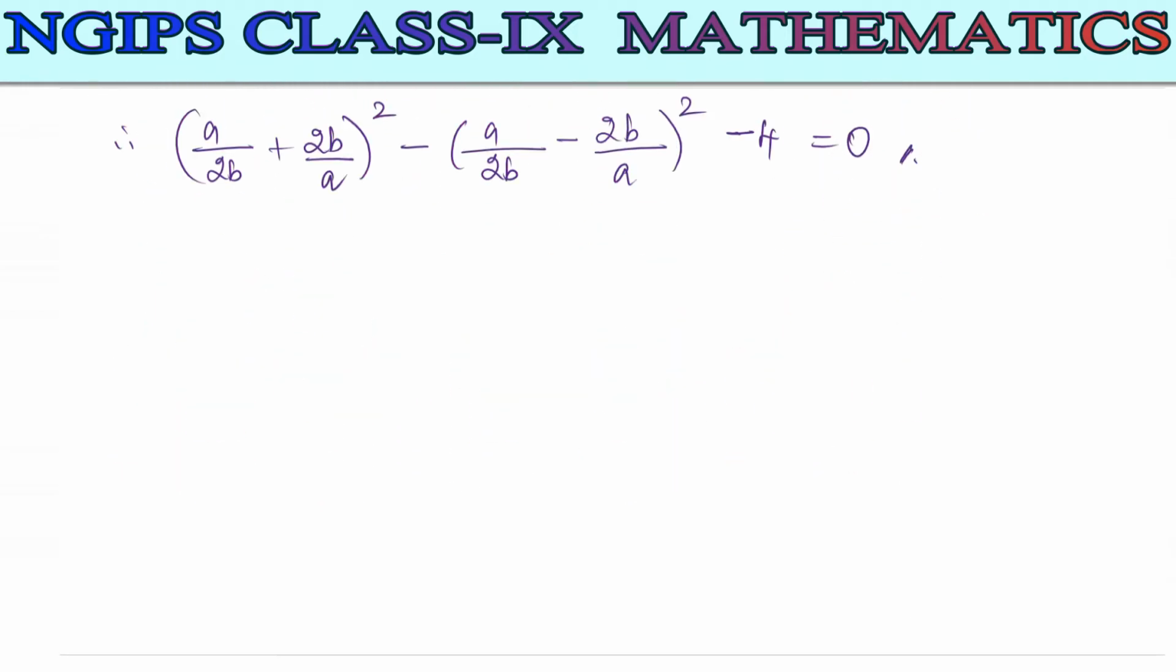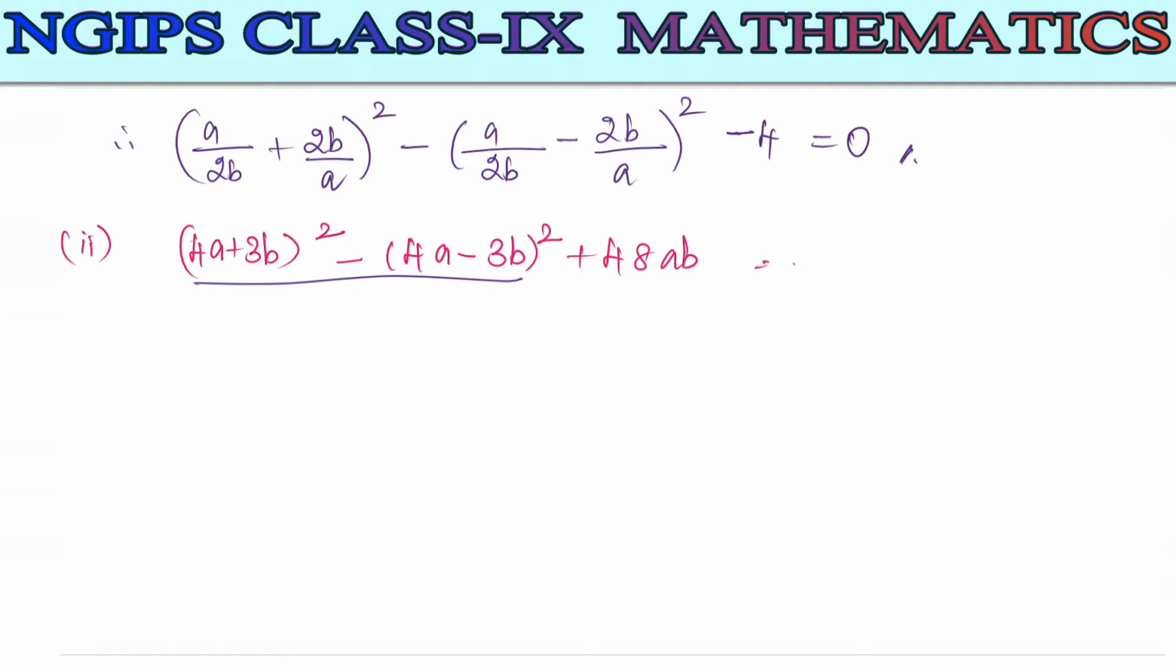Okay, the second one, here we have 4a plus 3b whole square minus 4a minus 3b whole square plus 48ab. We need to find the value. Now if you look at this question, here also this is in the form of a plus b whole square minus a minus b whole square. Here it is not, when you take here a, it is 4a, the inverse we didn't get 4a, the inverse is going to be 1 by 4a.